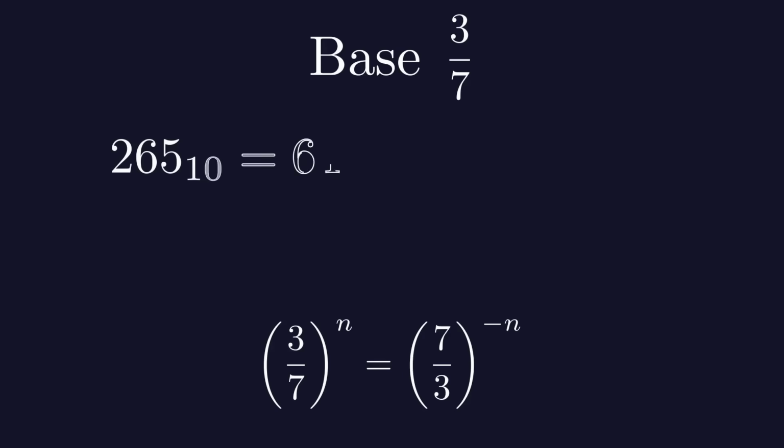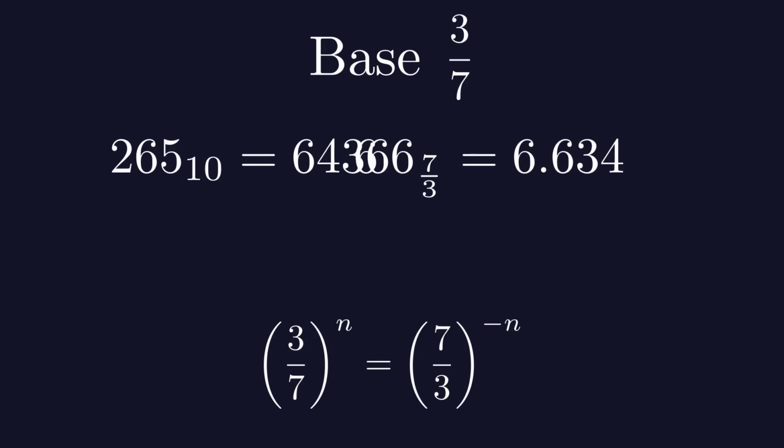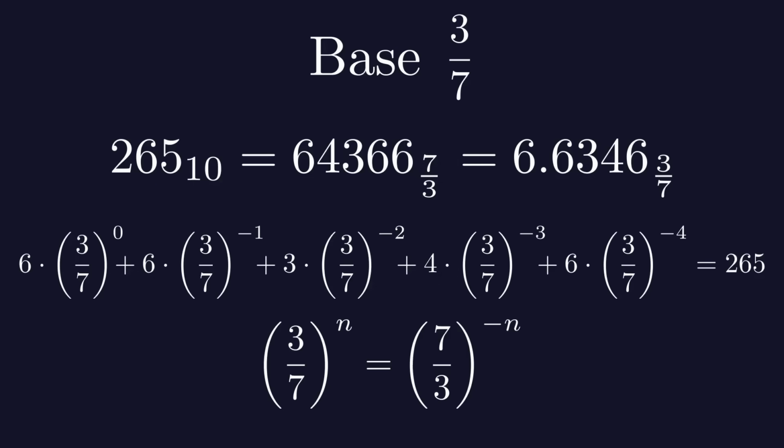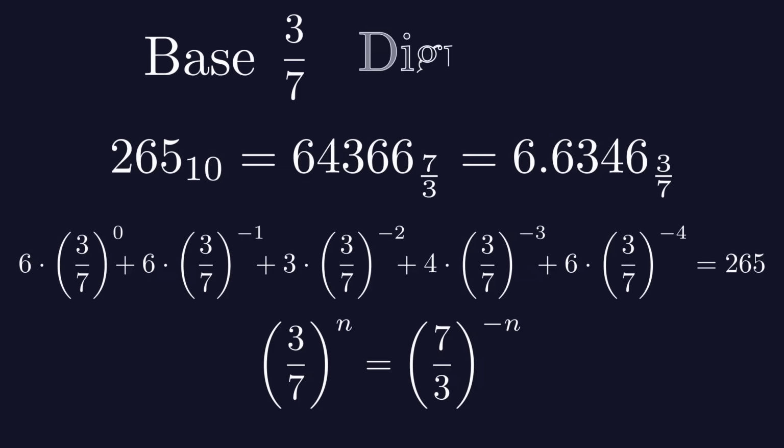265 was written as 64366 in base 7/3. So in base 3/7 it will be written as 6.6346. And we can see that this is true because after multiplying the digits by the corresponding powers and adding them up, we get 265. So in this base, we will also use digits from 0 to 6.